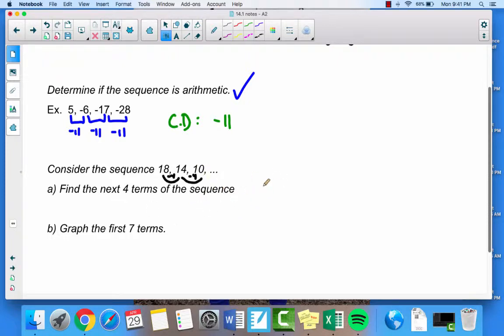So 10 minus 4 is going to get you 6. And then 6 minus 4 would get you 2. And then 2 minus 4 would get you -2. And then lastly, -2 minus 4 would get you -6. So notice I've just subtracted the same number every time to get the next four terms.